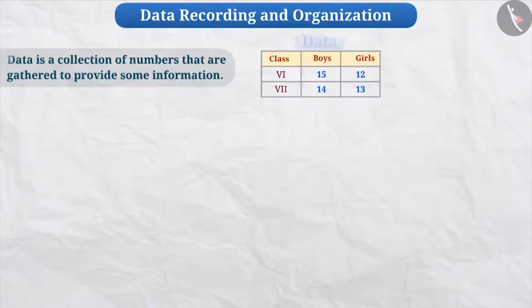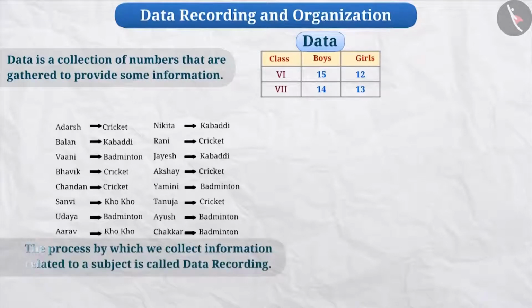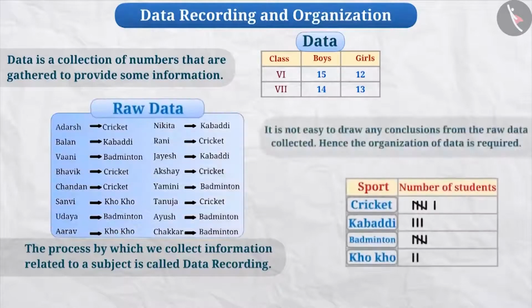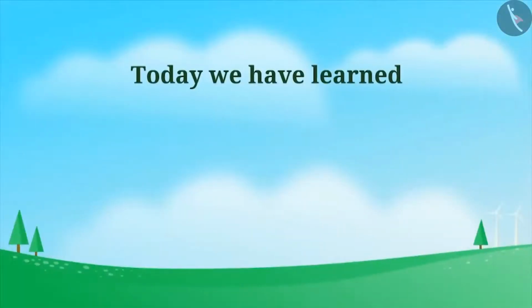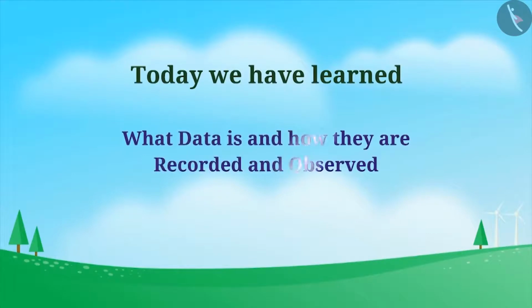Now you must have understood that data is a collection of numbers which are gathered to give some information. The process by which we collect information related to a subject is called data recording. It is not easy to draw any conclusion from the raw data collected. Hence, the organization of data is required. So today we have learned what data is and how they are recorded and observed.